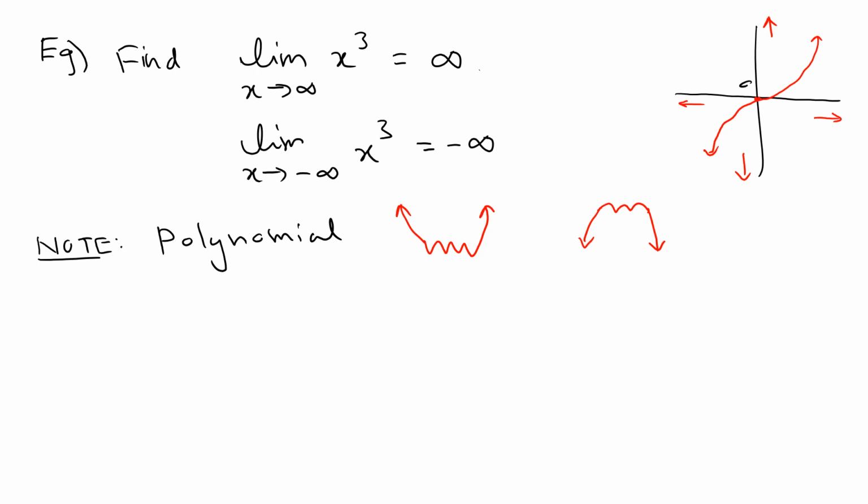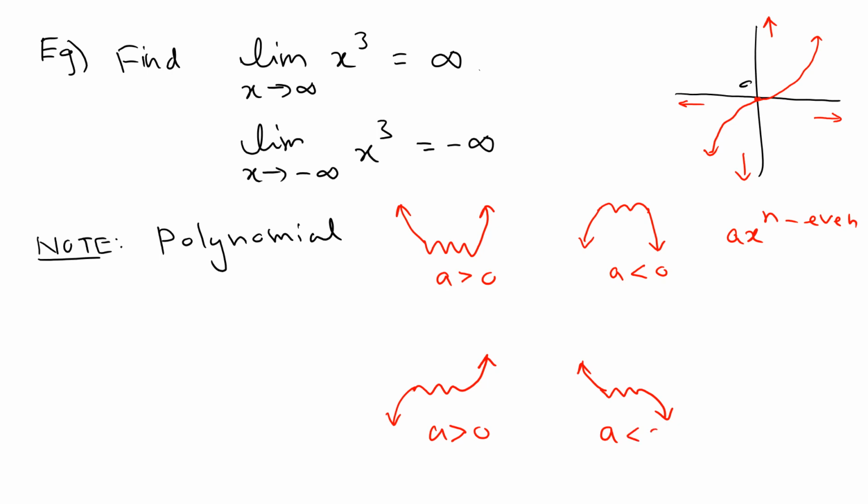So this is a x to the n, where n is even, so both ends go in the same direction. Here we have a negative, here we have a positive. And then odd degree. If you have an odd degree, it goes in two different directions. This is a positive, and this is a negative, so it goes like that. This is for a negative. So here we have a x to the n, where n is an odd number. Even the line falls under this category.